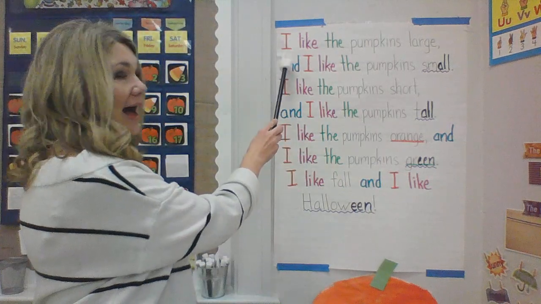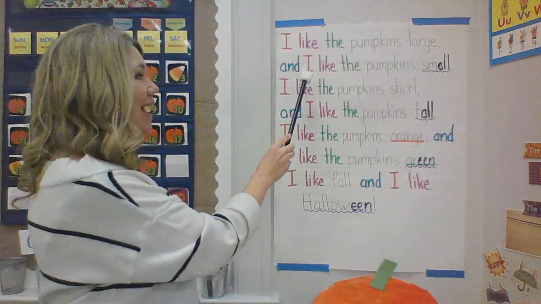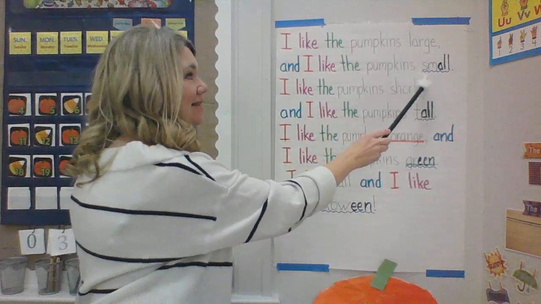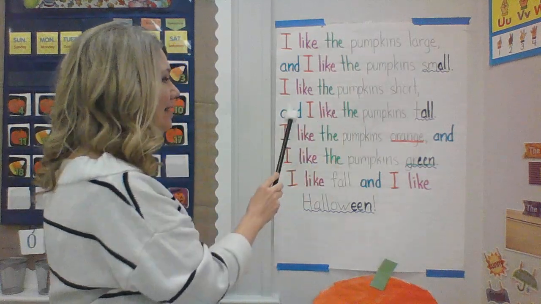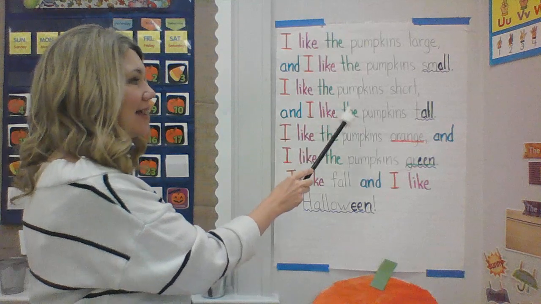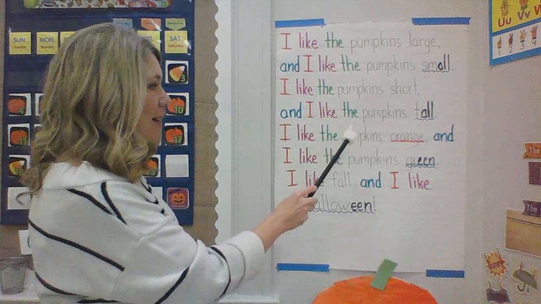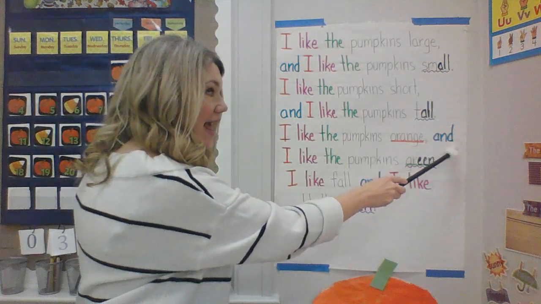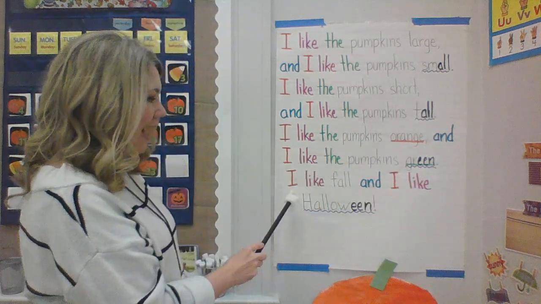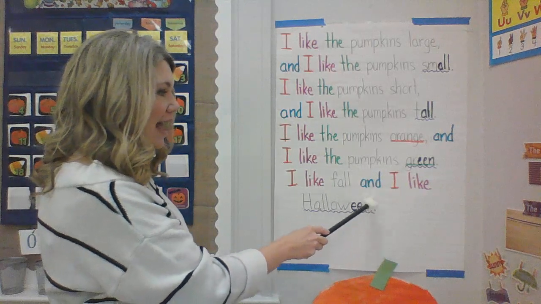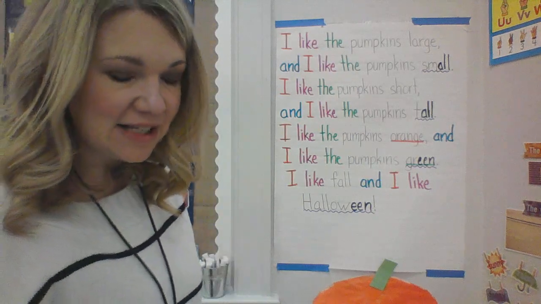Ready? I like the pumpkins large, and I like the pumpkins small. I like the pumpkins short, and I like the pumpkins tall. I like the pumpkins orange, and I like the pumpkins green. I like fall, and I like Halloween. Oh, good job, kindergartners. Thanks for reading that with me.